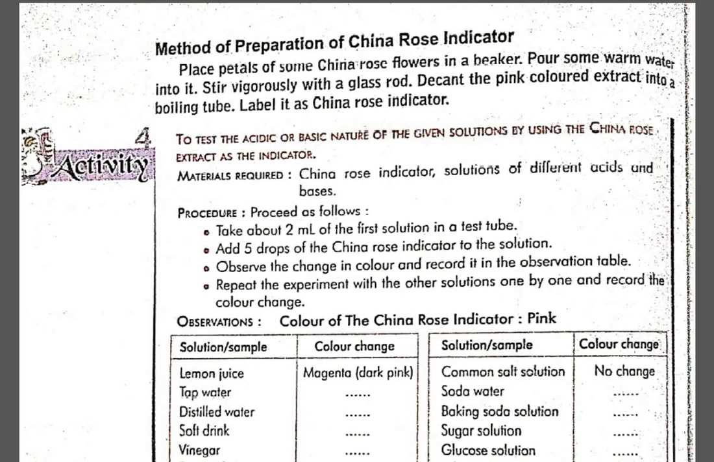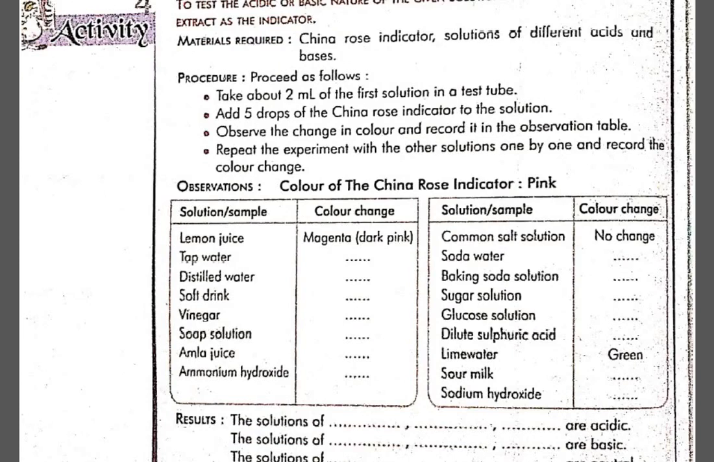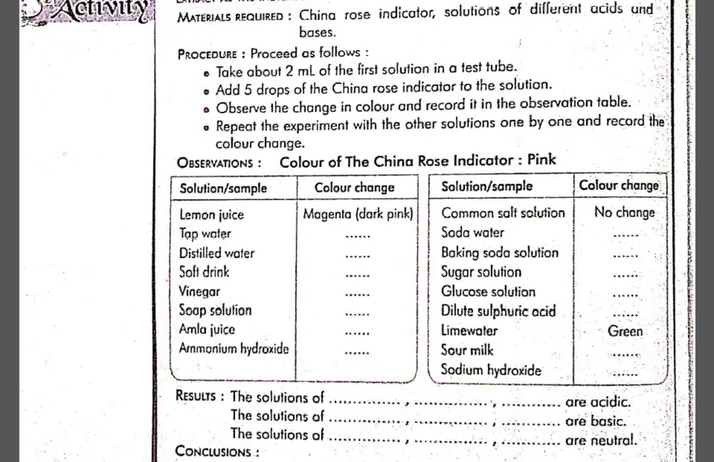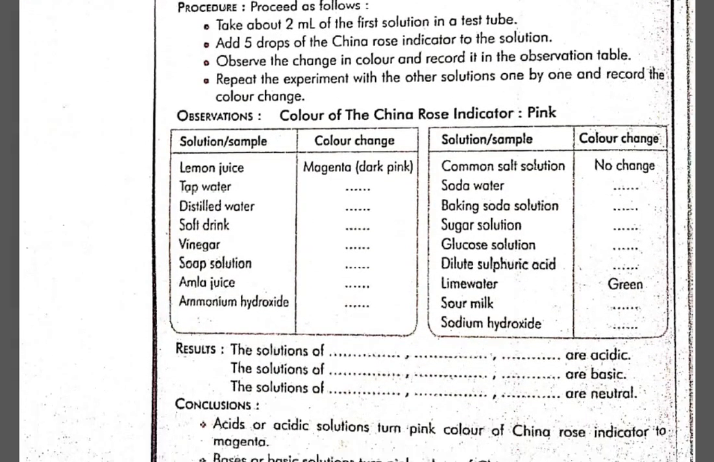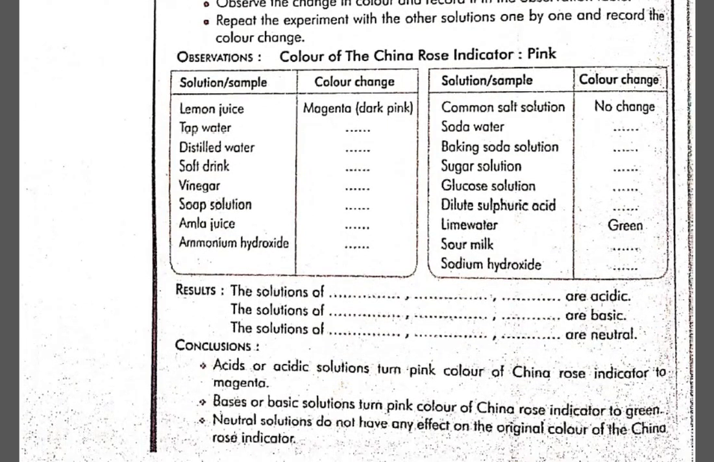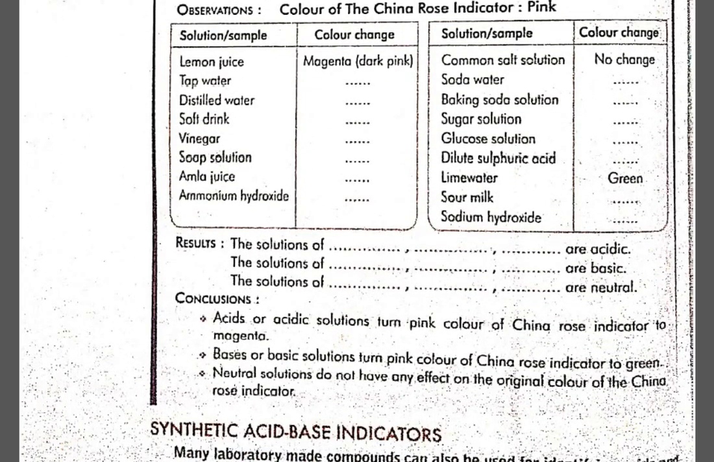Now, as we have done in the previous two activities by indicating the change in color, here we are going to use the China rose extract as an indicator to test whether the given substance is acidic, basic, or neutral. So in tap water, it will be no change, or pink. Distilled water, no change or pink.